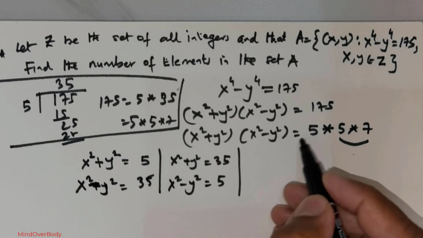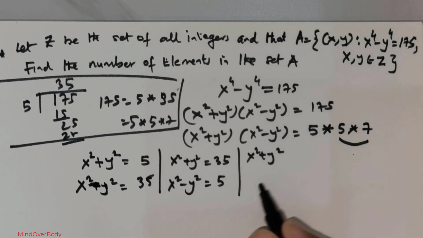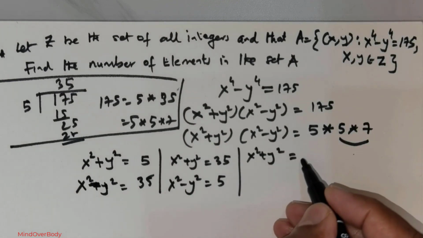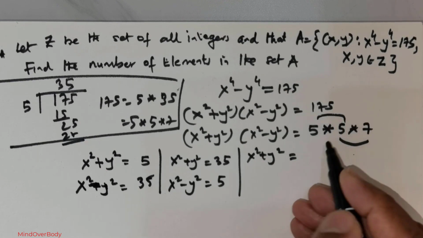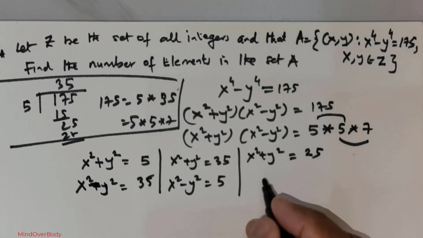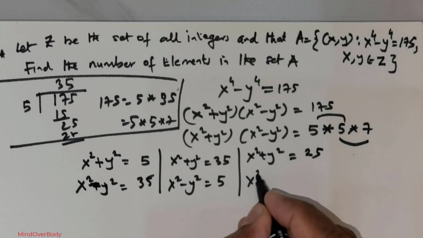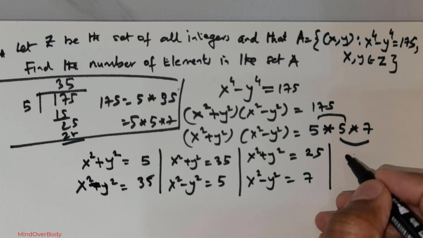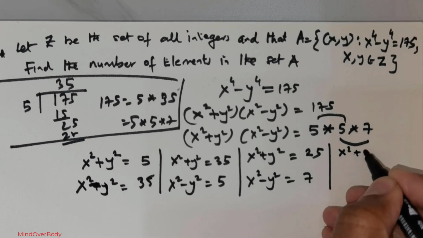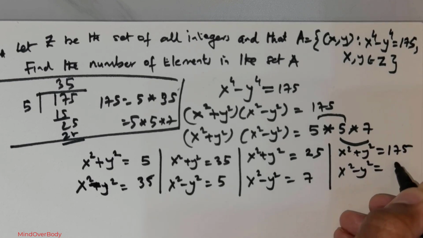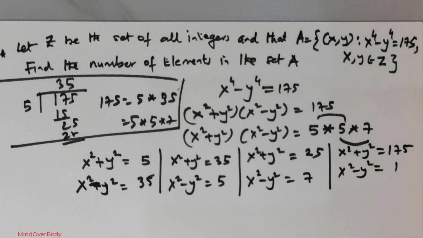Now I've taken x squared plus y squared to be 5 and 35. Now I can also take x squared plus y squared to be 5 times 5, 25. That's also possible. If I were to take x squared plus y squared as 5 times 5, then x squared minus y squared would be equal to 7. Now finally, this can also be one of the choices, right? I can take x squared plus y squared to be 175 and x squared minus y squared to be 1, and then go on and work it out. So these are some of the options that we have got.